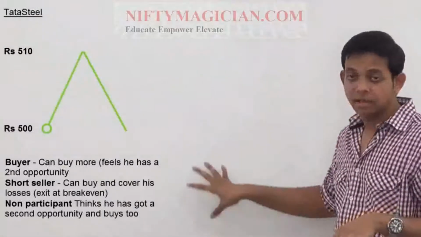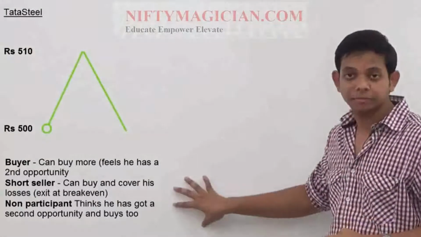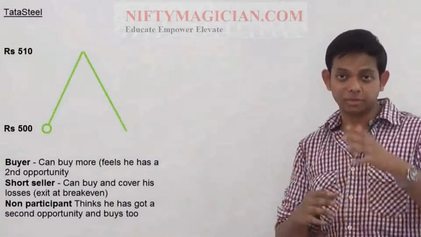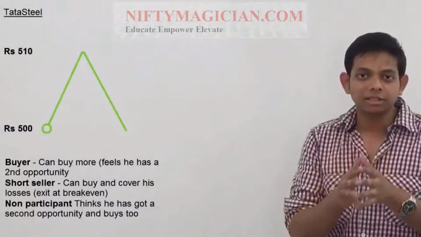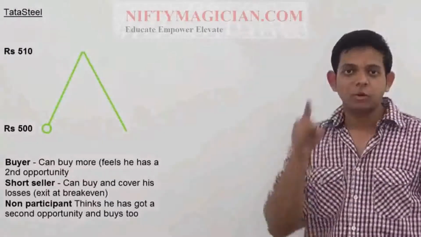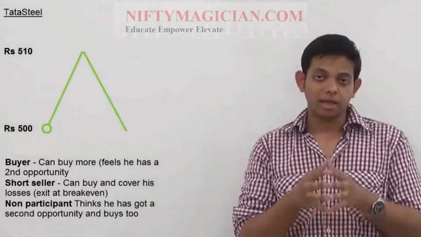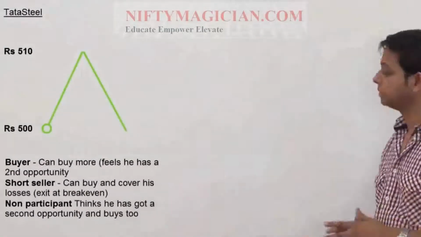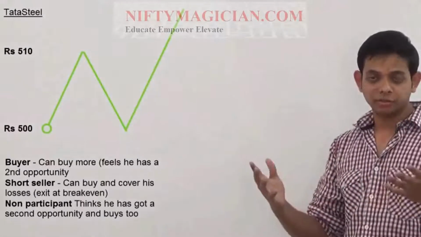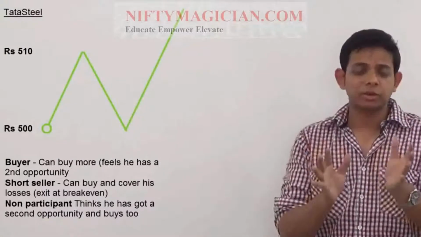And to close his position, a short seller needs to buy. So he is interested to buy as well. And the third participant, the person who was actually the non-participant, the person who had no position, thinks he has got a second opportunity at nirvana, and he buys at the same price. So all three participants now have an incentive and a reason to buy at rupees 500. And well, the support works and prices go up because demand has come in because of the psychology of the crowd. This is a general idea of how support and resistance works.